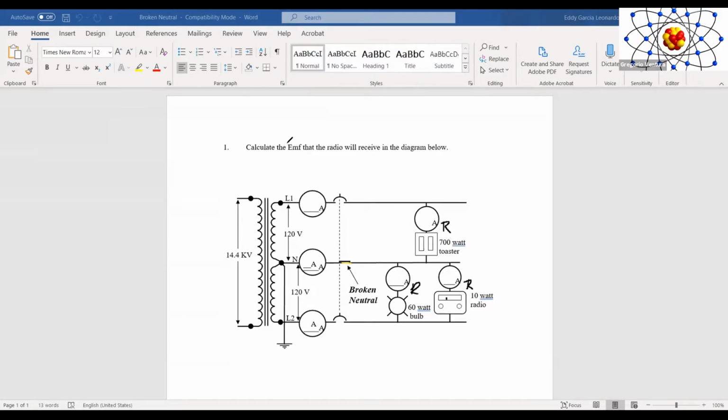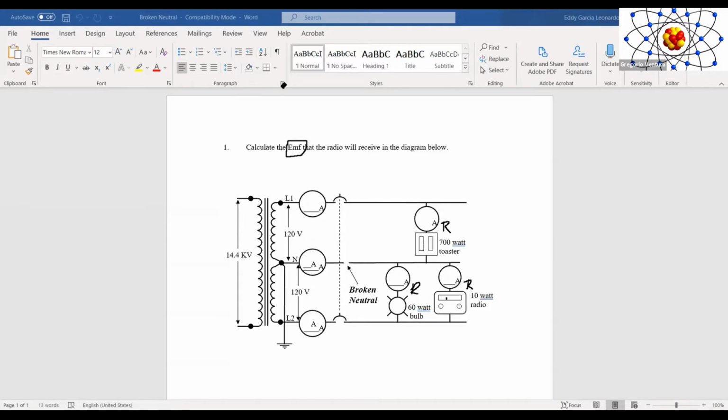Yeah, perfect. So you are going to calculate the EMF, the amount of voltage that you are going to have once we lose the neutral. Right now, when the neutral is working, they have 120 volts. But what if we lose the neutral? Then how many volts each one of these components are going to be getting?